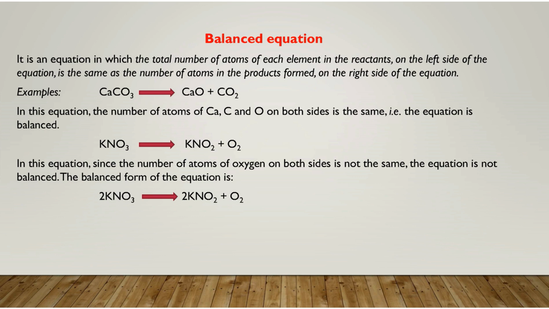Because on the reactant side there are 3 oxygen atoms, and on the product side there are 4 oxygen atoms, this equation is not balanced. So we can say this is the skeleton equation because it is not balanced. To balance the equation, we multiply both sides with numerals, and I will explain this in a later topic.